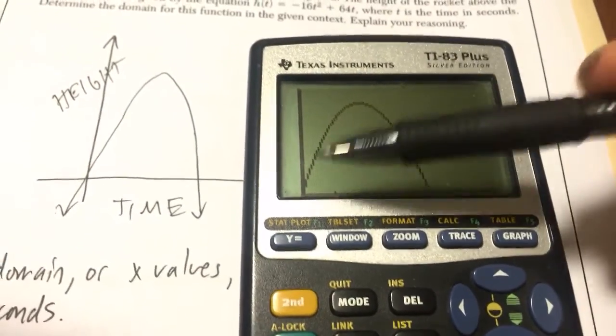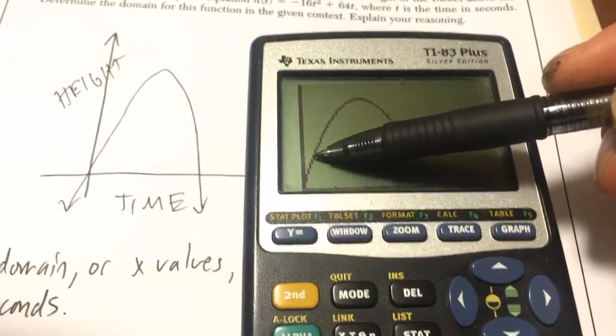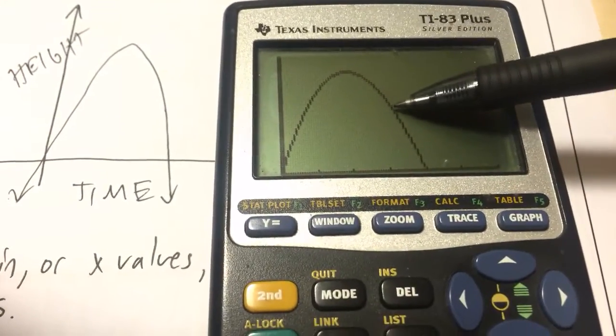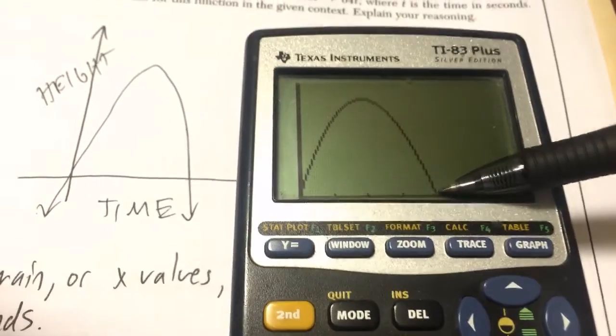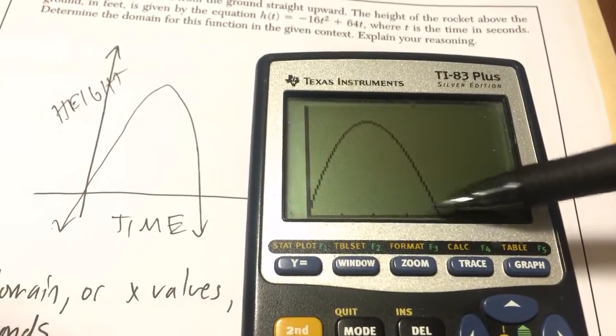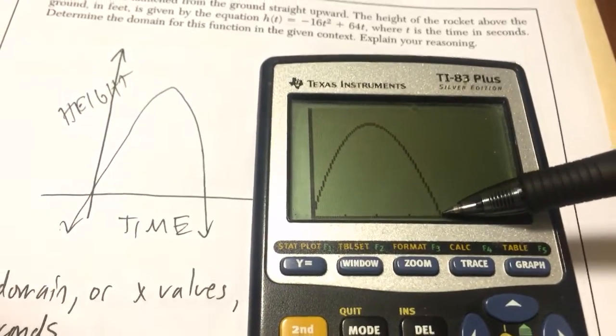Okay, so notice that this right here represents 0 seconds. Now we're at 1 second, now we're at 2 seconds, now we're at 3 seconds, and we are at 4 seconds. So it looks like at 4 seconds, this rocket hits the ground.